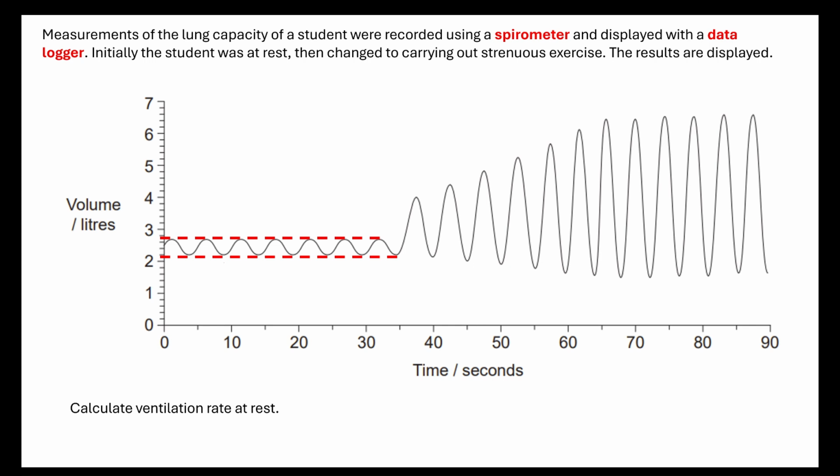In this case, I can't tell for the full minute because I've started doing some strenuous exercise, and that would have an effect on my ventilation rate. So what I would do is take a reading up to the 30 seconds. I would see that there are 6 troughs in 30 seconds, and I know that there are two 30 seconds in a minute, so I would do 6 times 2 to tell me that my ventilation rate would be 12.